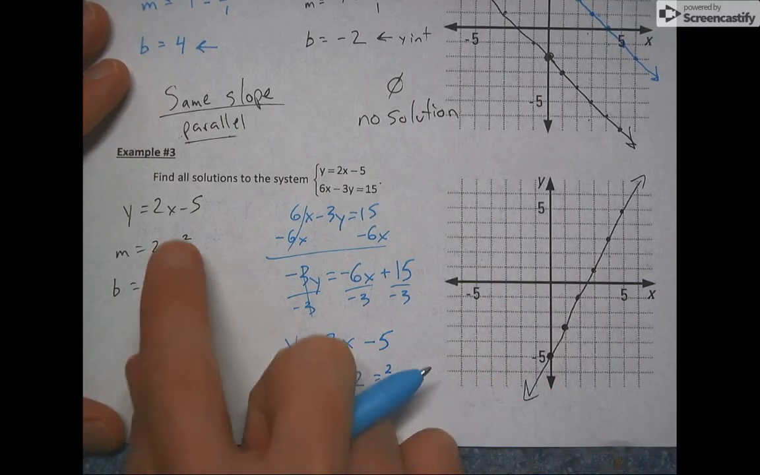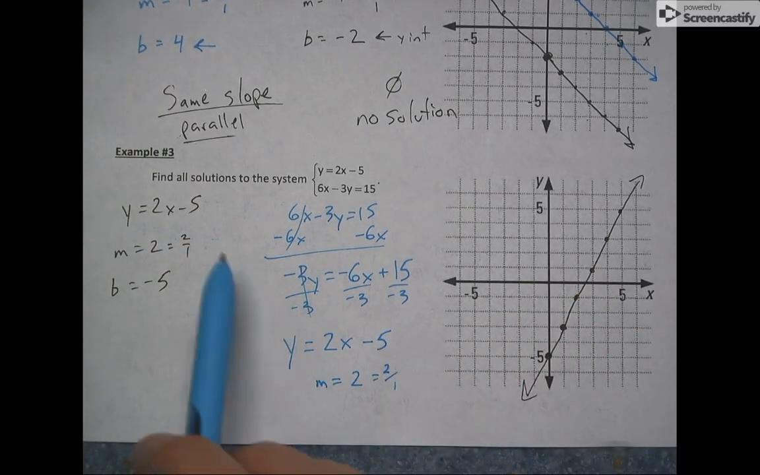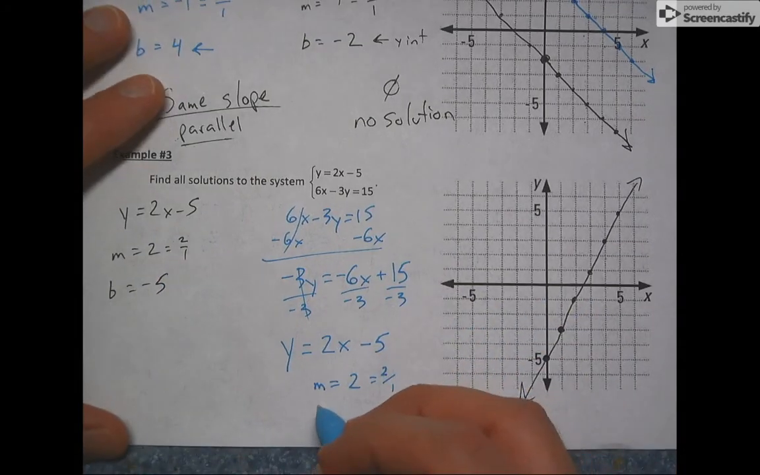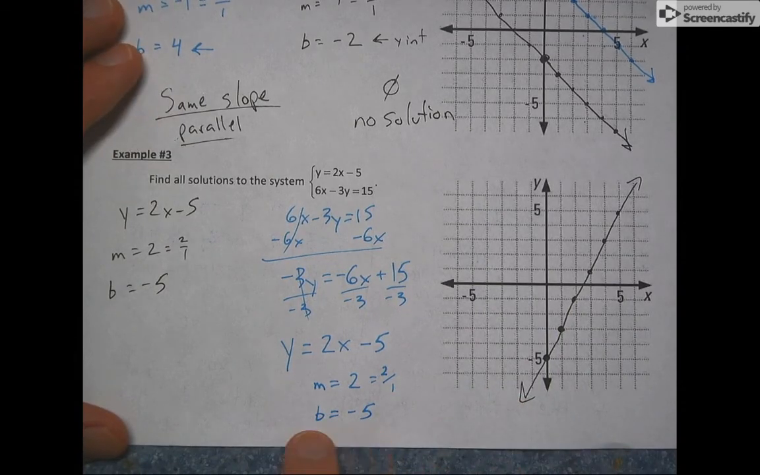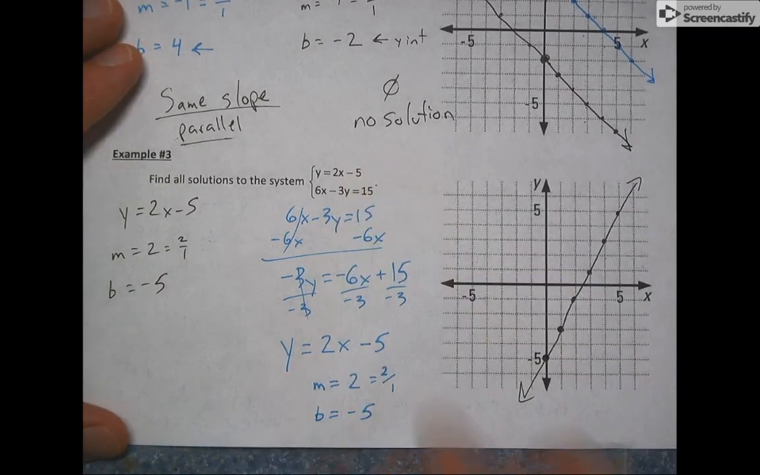So right away, look, I've got the same slope. So your first instinct might be to say, oh, there's no solution because they have the same slope. They're going to run the same direction. They're never going to touch. But take a look. The y-intercept is exactly the same as the y-intercept here. These are actually equivalent equations.